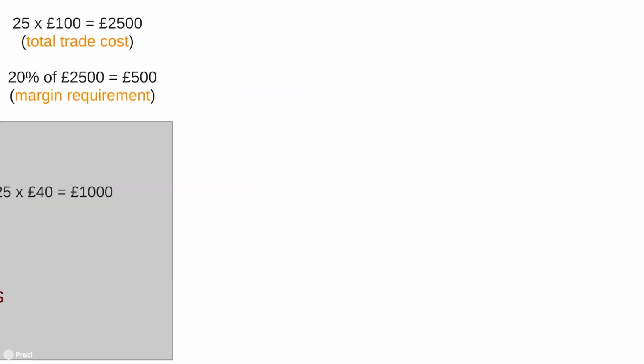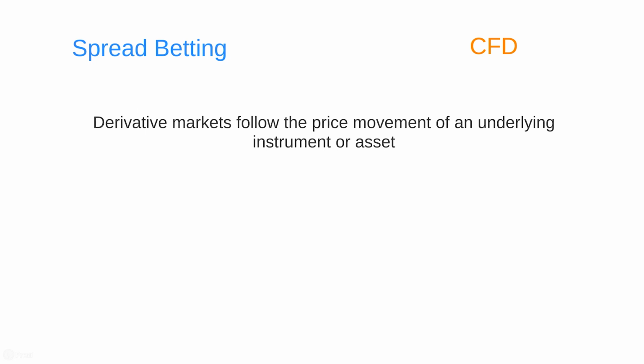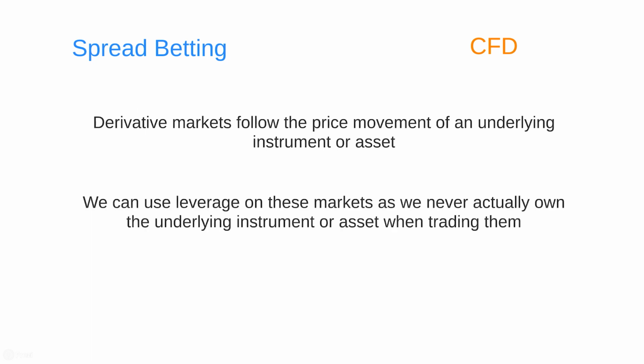So how can you utilise leverage? Well, there are two main account types that you can open, either a spread betting account or a CFD account. These account types trade derivative markets. A derivative market is a market that follows the price movement of an underlying instrument or asset. You can trade these markets without ever owning the instrument or asset, and it's for this reason we are able to utilise leverage on these accounts.